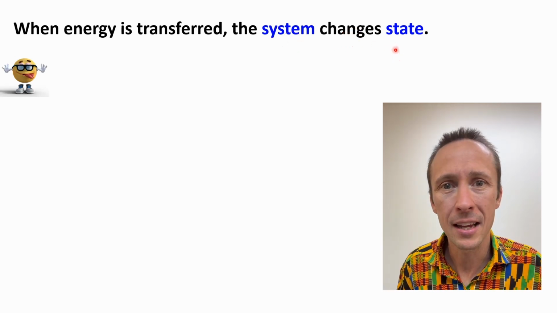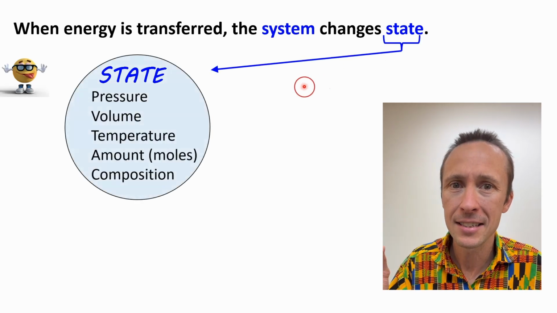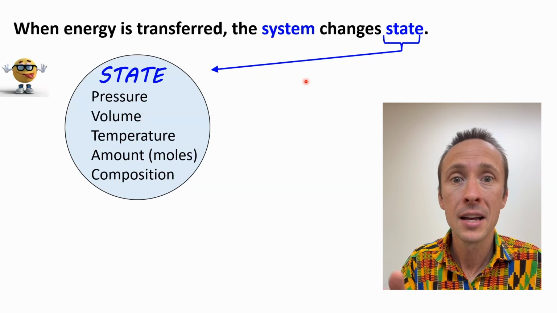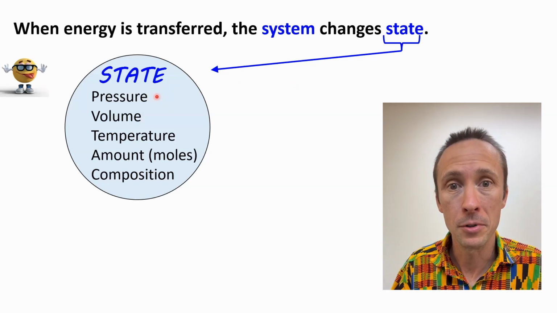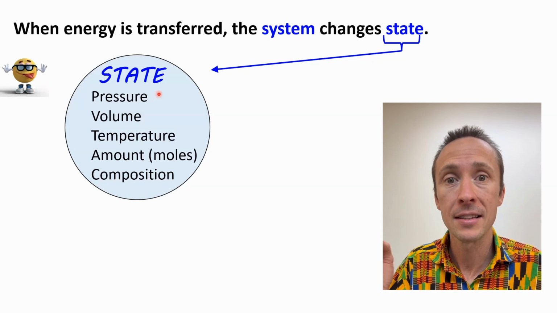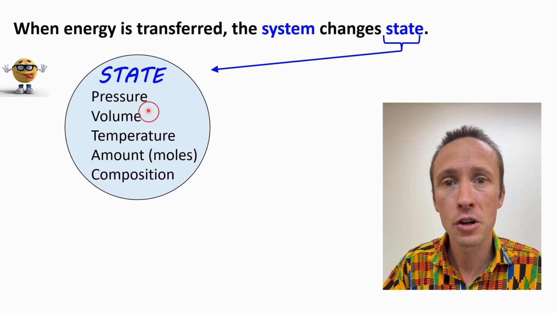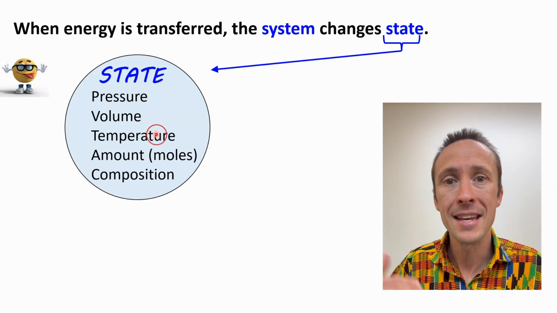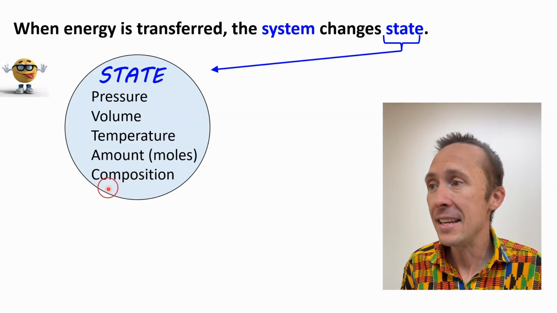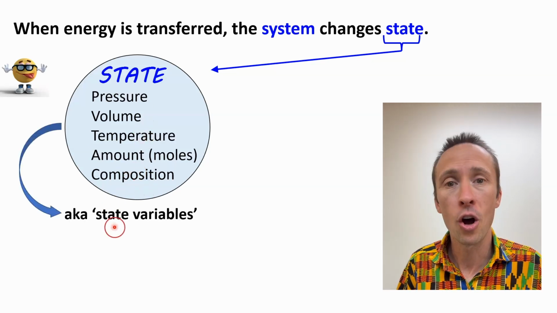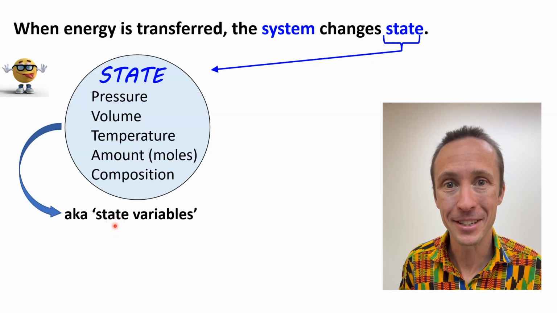So what is state? This took me a while to understand when I was first learning it. State, for a substance anyways, is defined by certain variables, certain properties of that system. So for a substance, it's pressure, volume, temperature, the amount in moles, and the composition. And these define its state. So they're called, big surprise here, state variables.